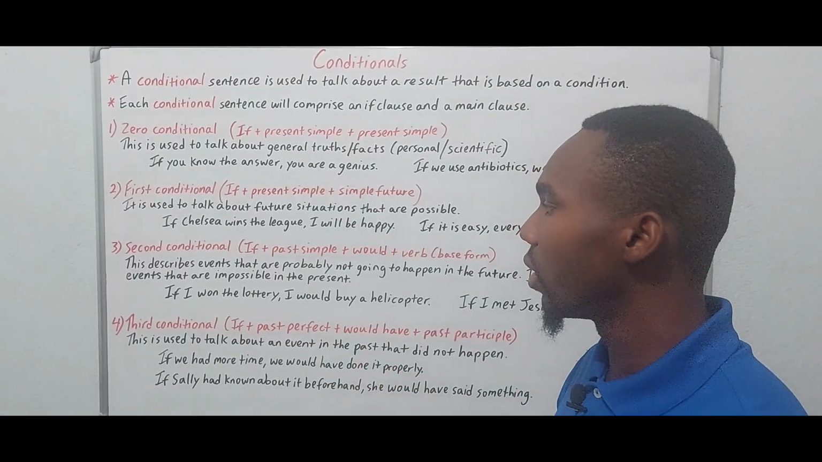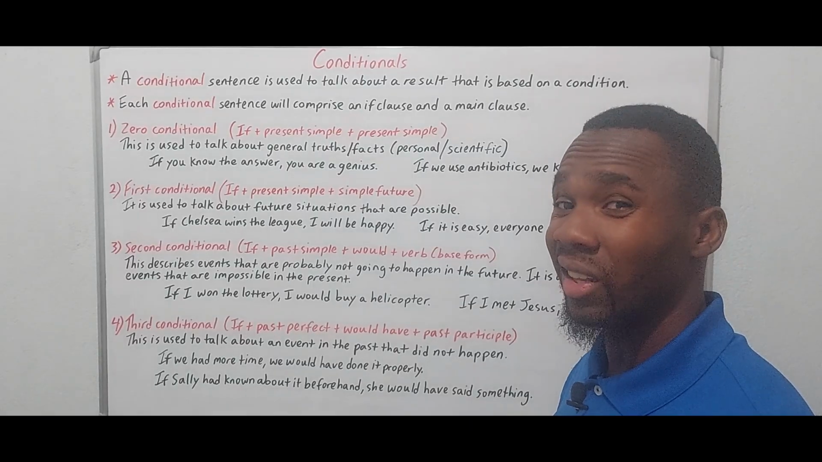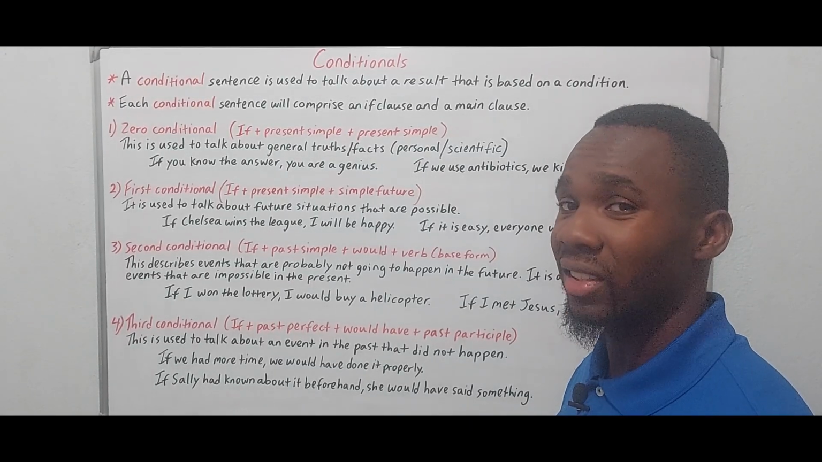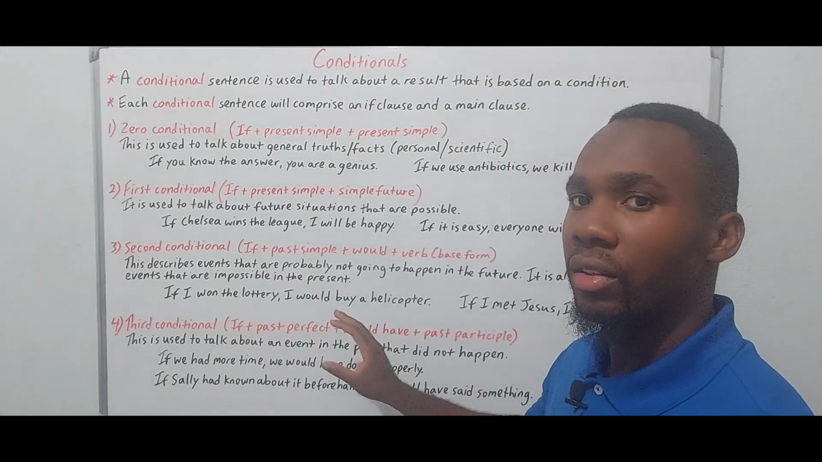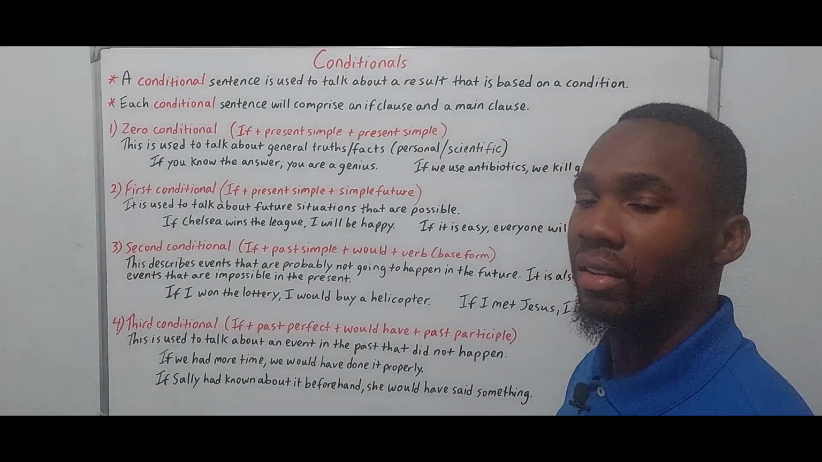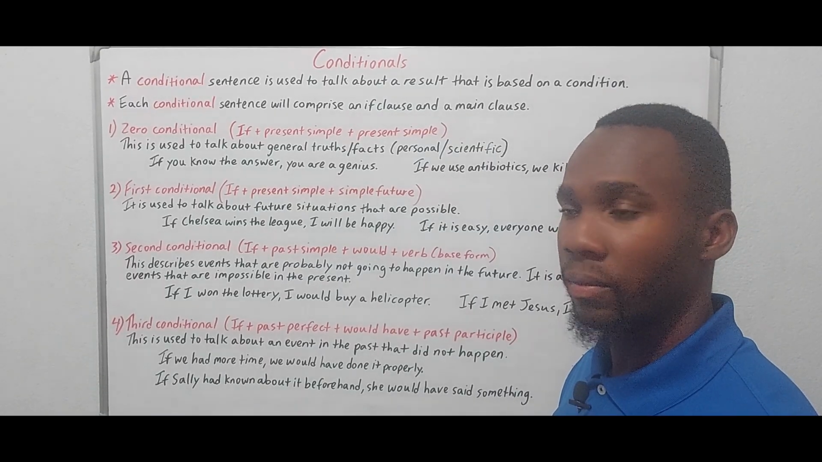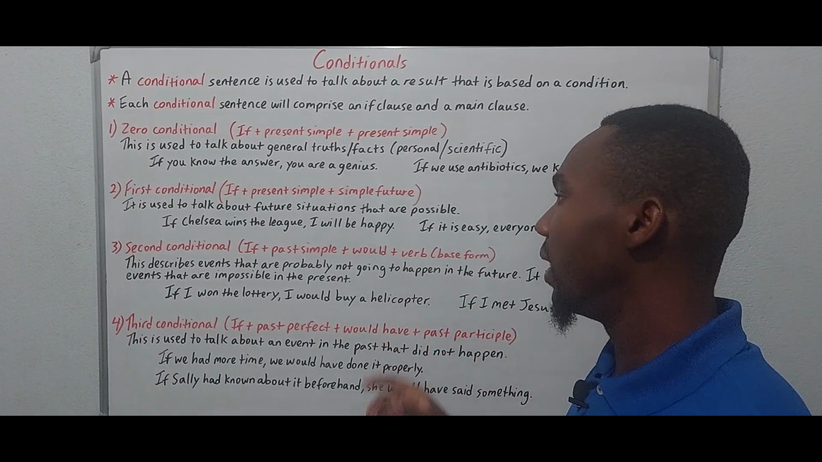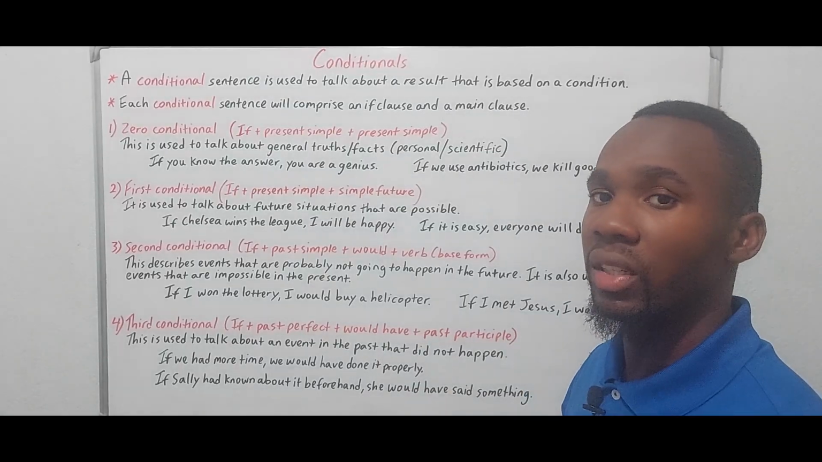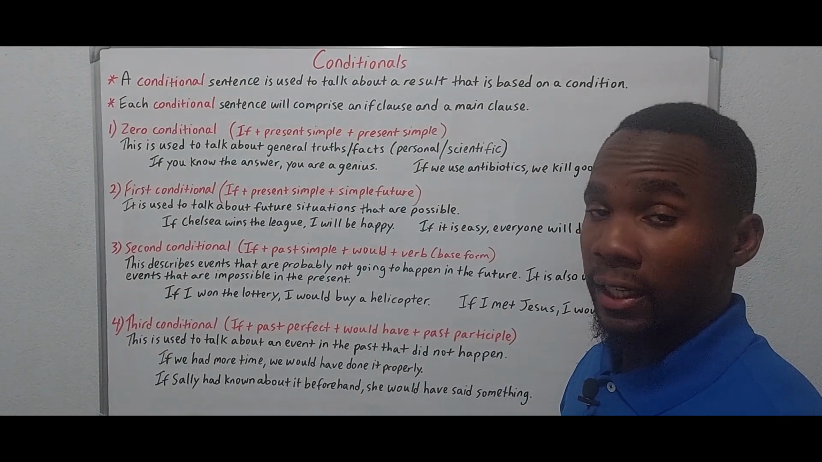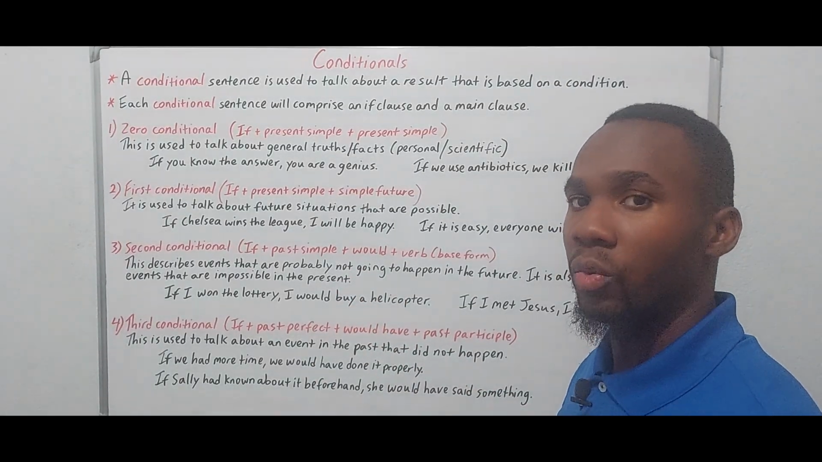So, if I won the lottery, I would buy a helicopter. Now, what are my chances of winning the lottery? Very slim, right? So this condition represents something that's very unlikely to happen, right? I would buy a helicopter. So the result obviously has to be based on the condition, and because the condition is so unlikely, this is what we hypothetically would do.